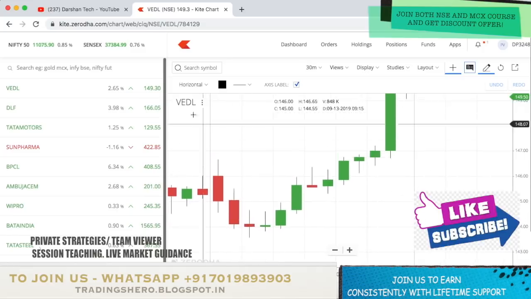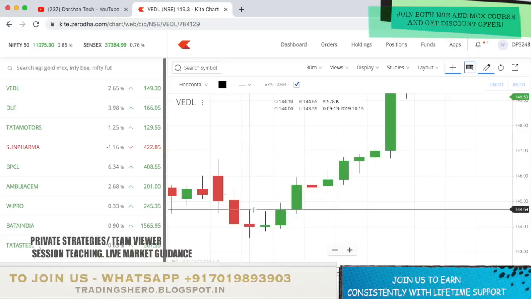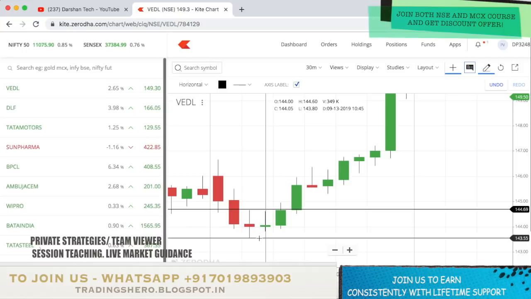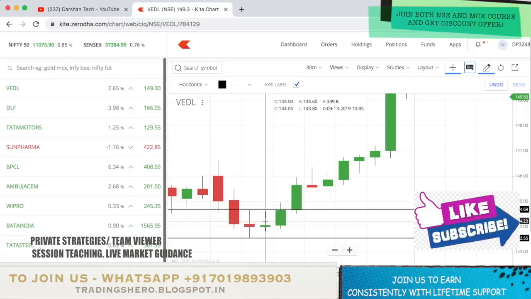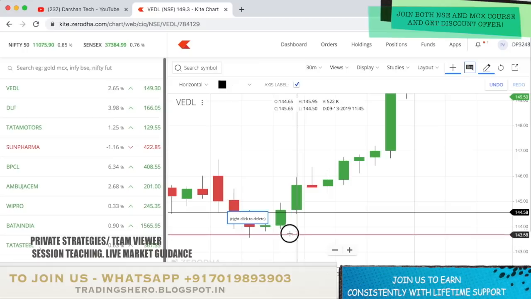So this is an example of VEDL, that's Vedanta. So here you can see this is a candle. So this candle high is here and the low is here, and as you can see the next candle what happened was inside this high and low. Okay, so any candle forming inside the high and low of a previous candle you can take into consideration. Okay, so this candle high is 144.60 and the low is 143.80. So if the high breaks you will buy and if the low breaks you will sell.